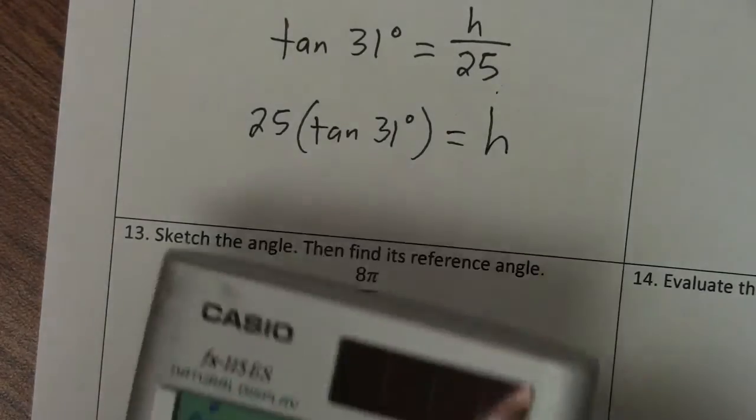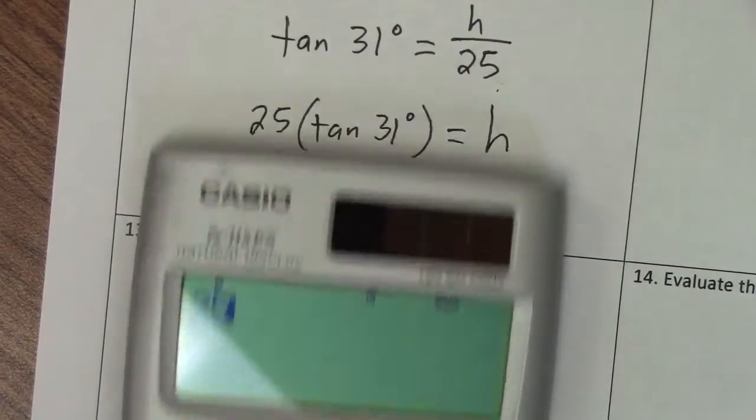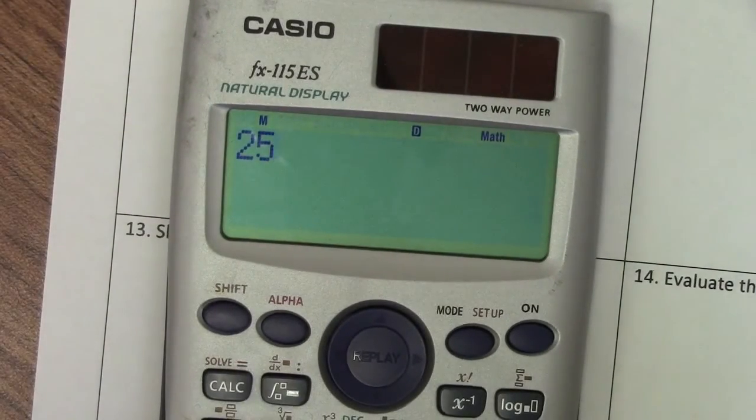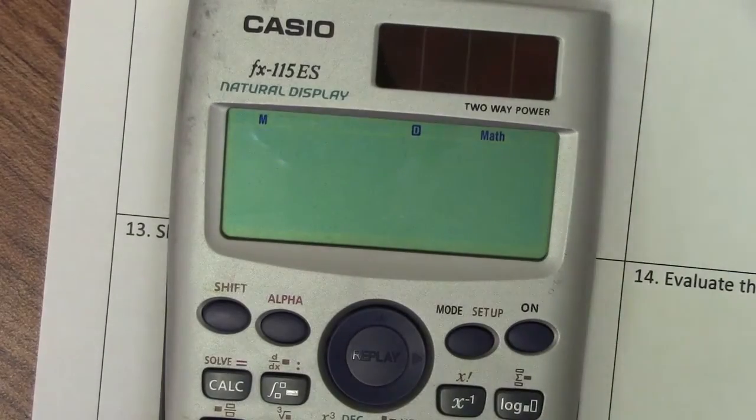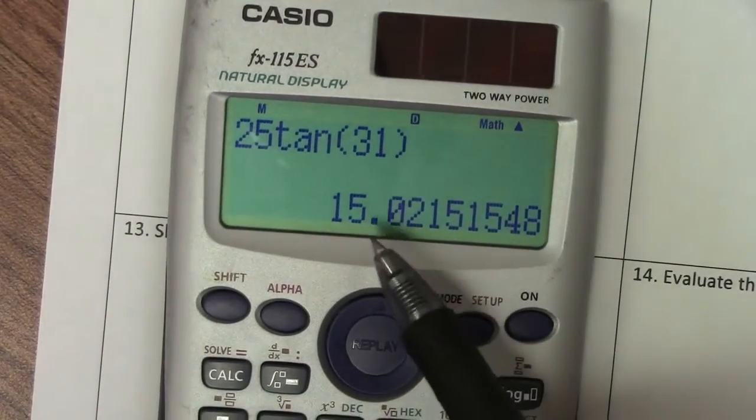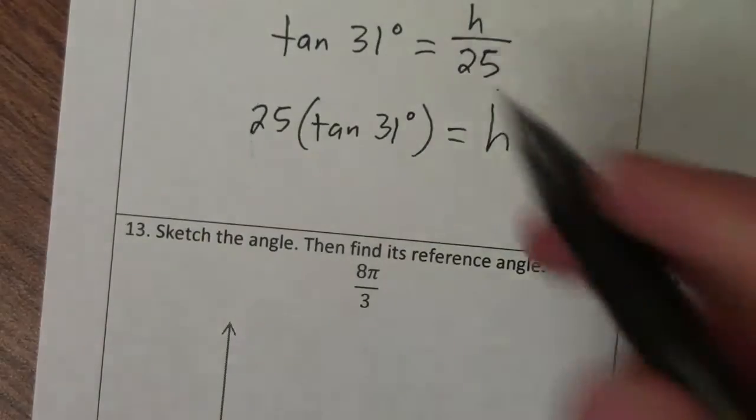So we need a calculator to do that. 25 times tangent 31 degrees. So it appears the tree is about 15 feet tall.